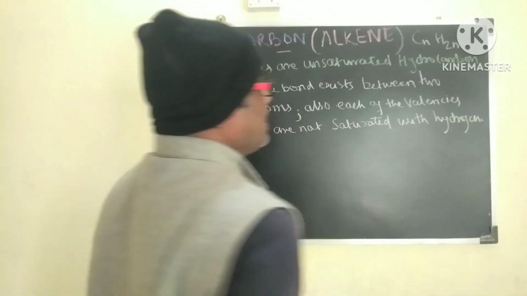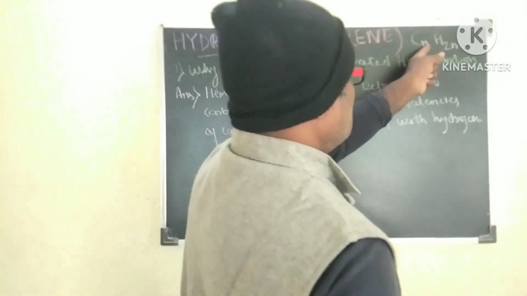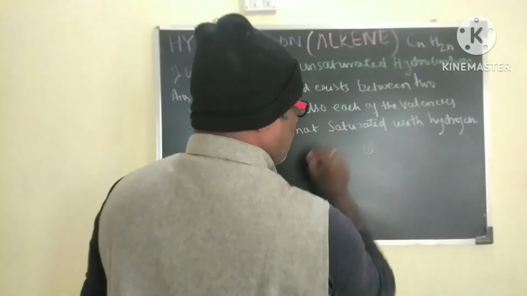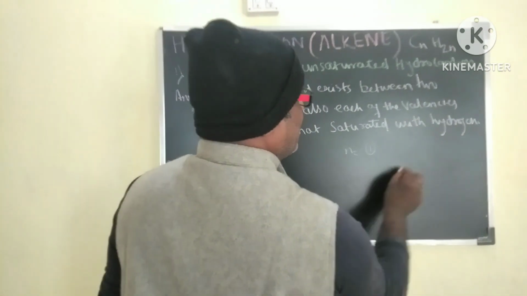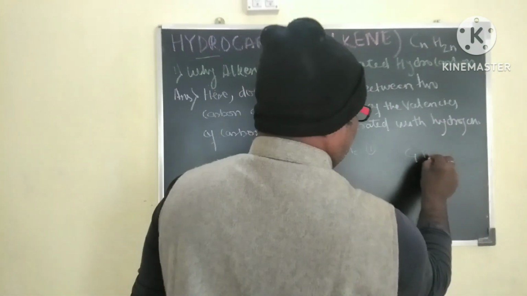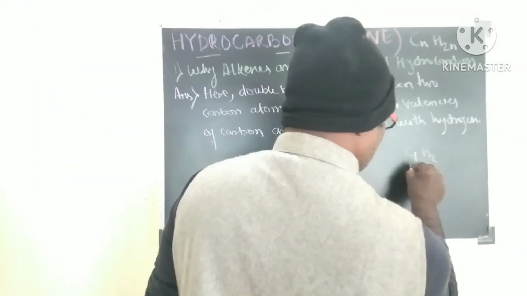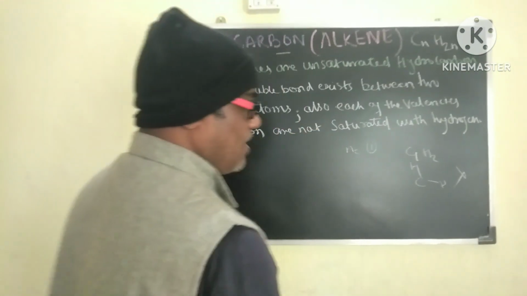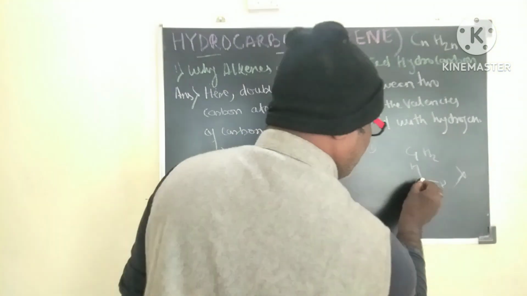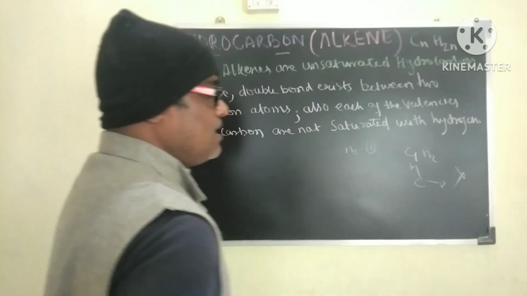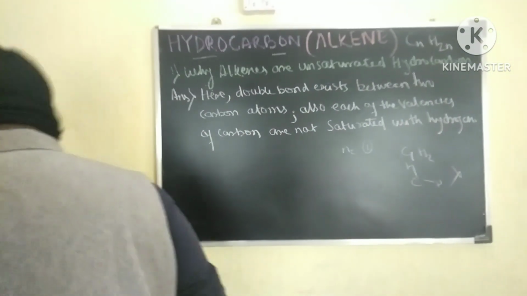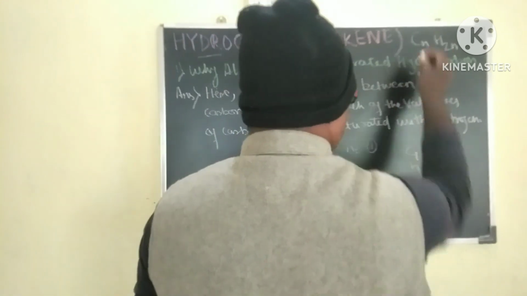CnH2n. Now let us consider n equals 1. When n equals 1, what do we get? We get C1H2. That means there is no such compound, because the valency of carbon is 4, which is not satisfied here. So now let us take n equals 2.